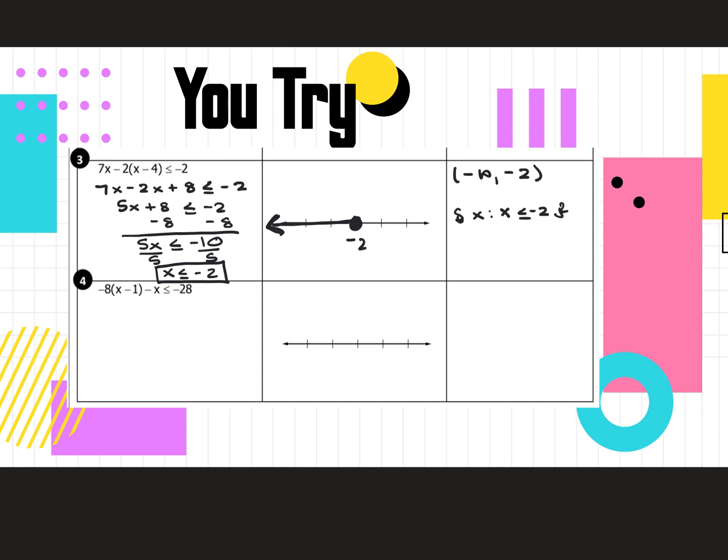All right, and for the last example, we have negative 8. So we're going to go ahead and distribute our negative 8. So we have negative 8x plus 8 minus x is less than or equal to negative 28. We're going to combine like terms. So we're going to get negative 9x plus 8 is less than or equal to negative 28. Subtract 8 from both sides. We have negative 9x is less than or equal to negative 36. Divide both sides by negative 9.